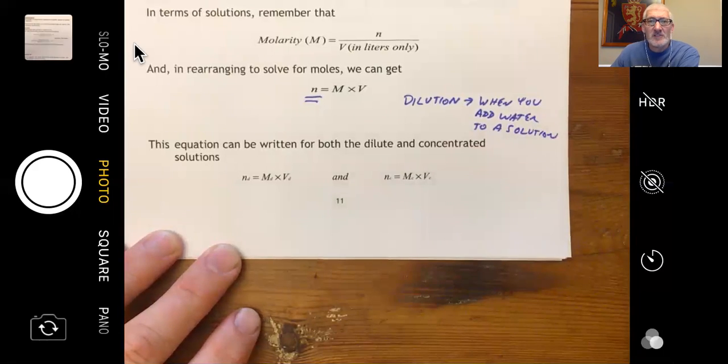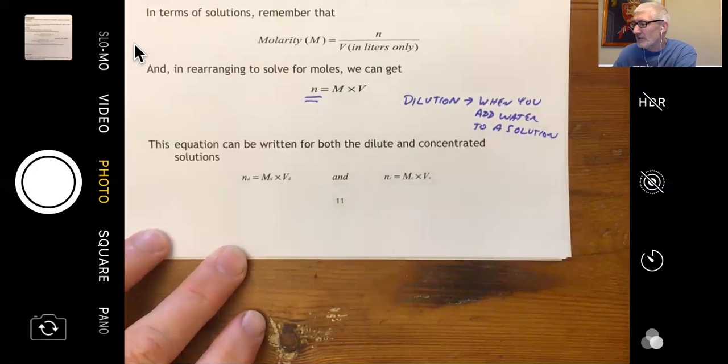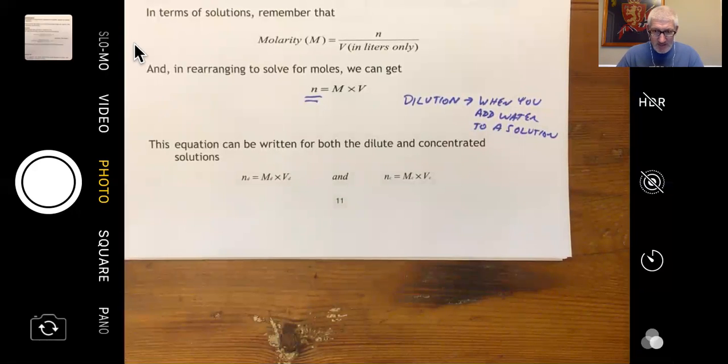So this idea of dilution is actually pretty cool because if I am in the business of shipping chemicals to a chemistry teacher, what we typically do is order really concentrated solutions. If they're super concentrated, that means they don't have a ton of volume, which means they don't weigh as much and they're a little bit cheaper to ship.